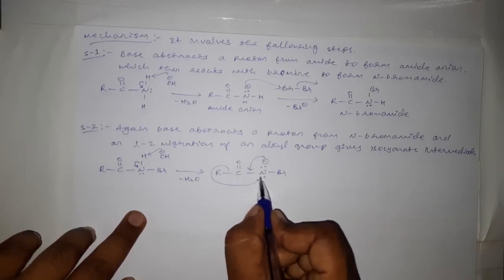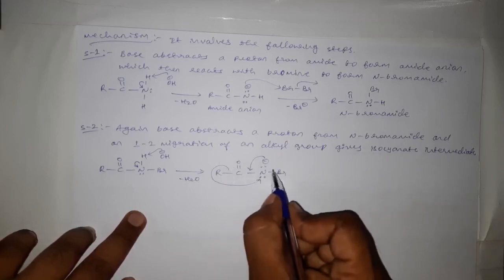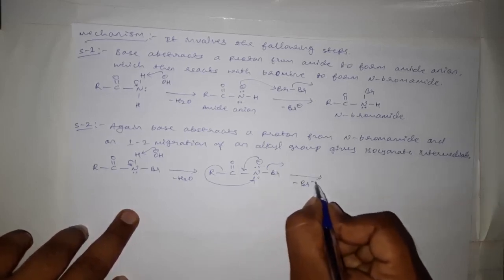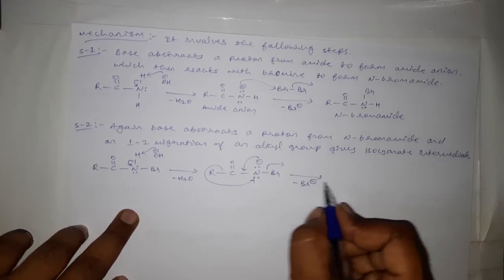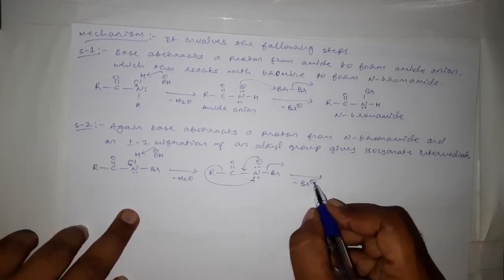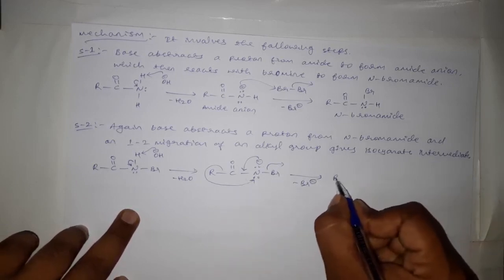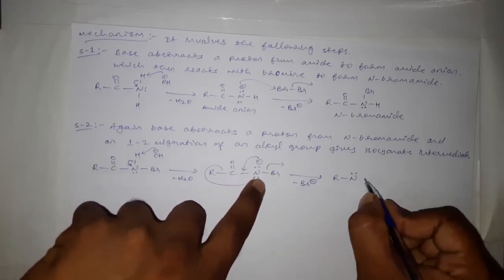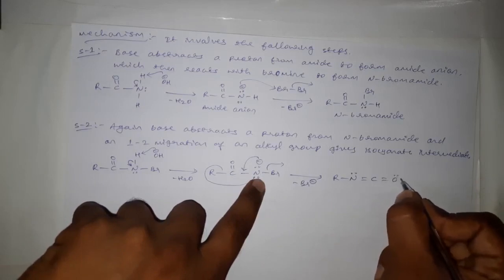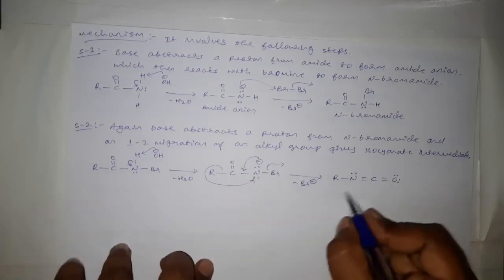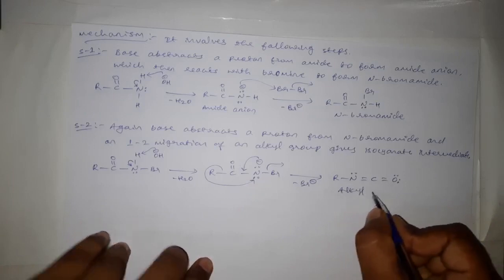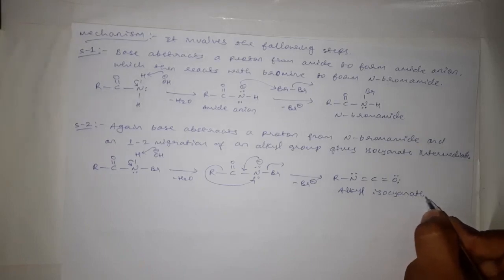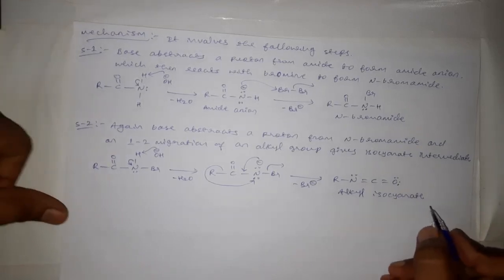As the nitrogen is forming a 4th bond, to get stability it will leave this Br as Br minus. Now another bromide ion is going out from the reaction as Br minus, and here we will get R N double bond C double bond O. Correct? This is called what? Alkyl isocyanate. This is step number 2.